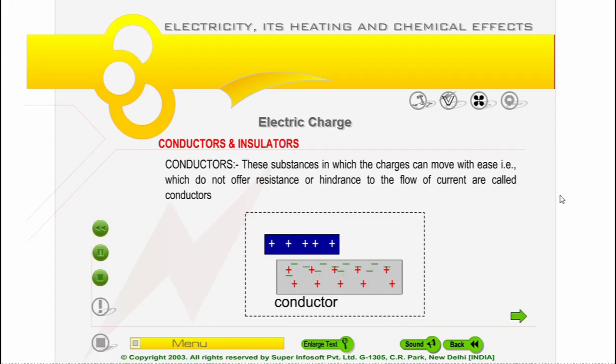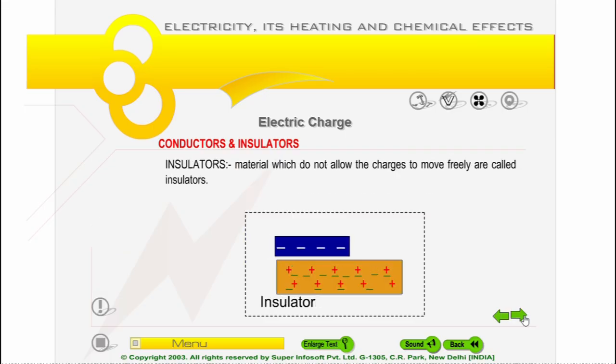Conductors and insulators. These substances in which the charges can move with ease, that is, which do not offer resistance or hindrance to the flow of current, are called conductors. Materials which do not allow the charges to move freely are called insulators.